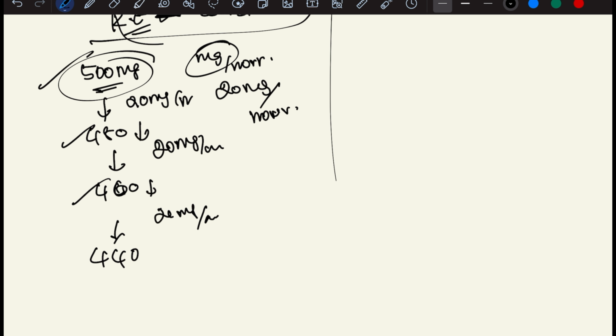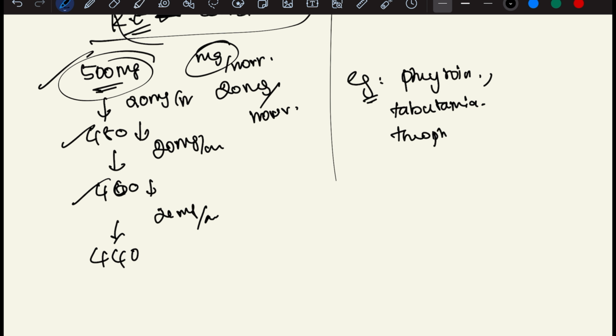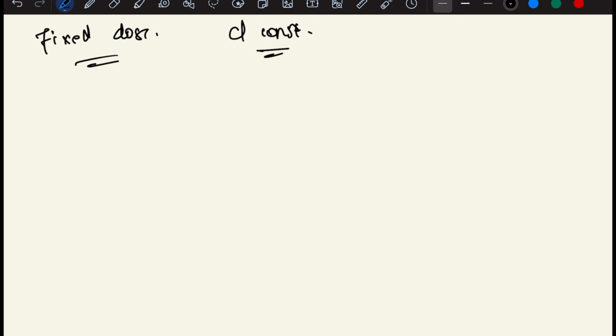Here I will say a few examples to make it easy. In zero order kinetics, examples are phenytoin, salbutamol, theophylline, warfarin. Okay, now, for a fixed dose, clearance is constant, right? What happens when we increase the dose? You understand my question? If we increase the dose, what happens to the clearance in first order and in zero order?